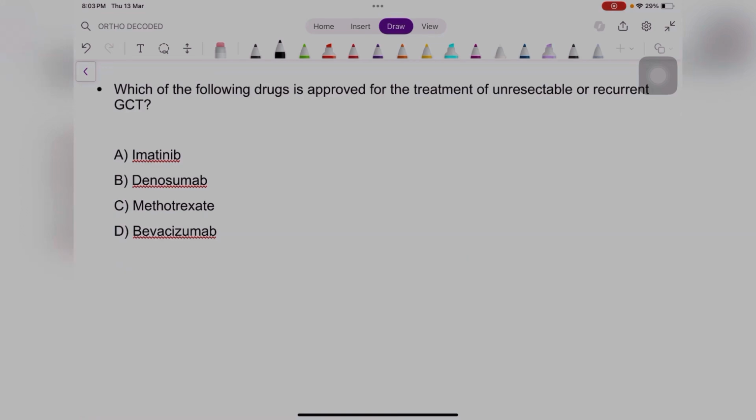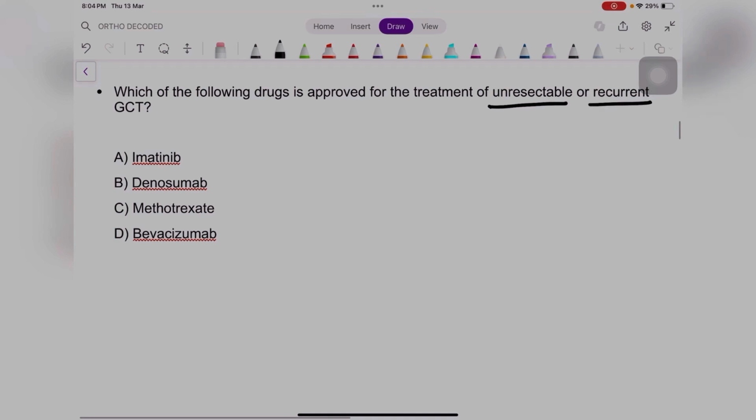So coming to the next question, which of the following drugs is approved for the treatment of unresectable or recurrent GCT? So now we are talking about unresectable or recurrent GCT. So as we already discussed, what are the options? We can go for radiation. Okay, but now here the option is not radiation. It is given some drugs. So the first drug is imatinib, denosumab, methotrexate and bevacizumab. So now what is the option? Yes, denosumab is the option.